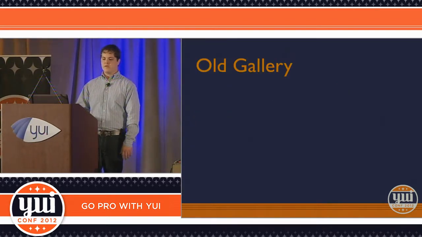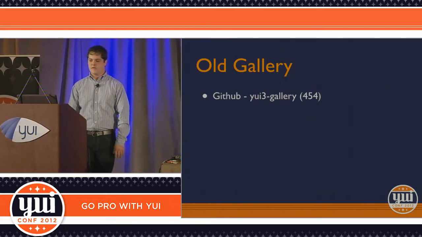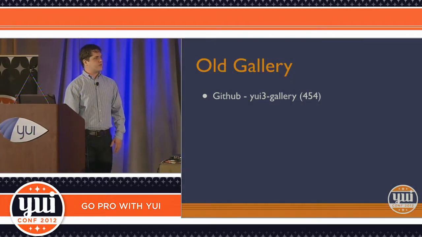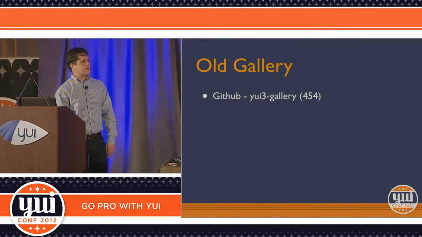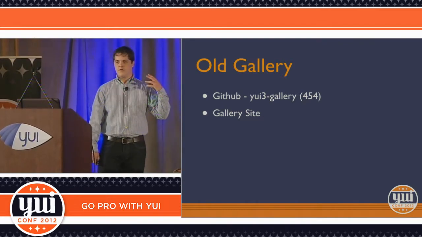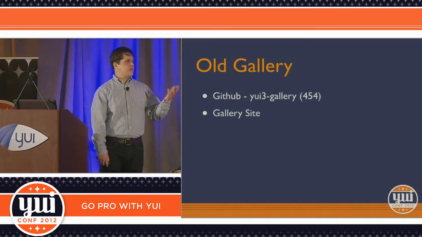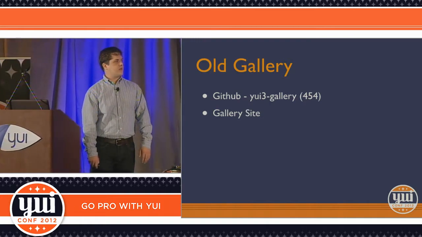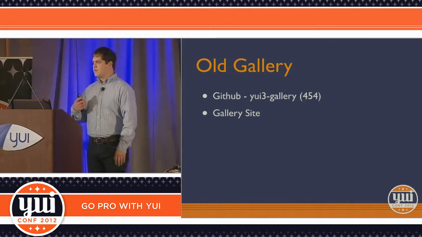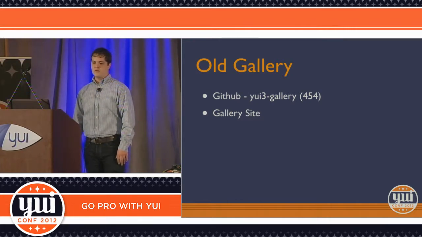So with the old gallery, generally what you would do is you would fork the YUI3 gallery. Right now it's got 454 modules in there. So for your 1 or 2 modules, it gets kind of lost in the search. Then you have to go to the gallery site, register your metadata with the gallery site, sync up everything with GitHub, and push your commits to GitHub, and then issue a pull request or a CDN request through the site.